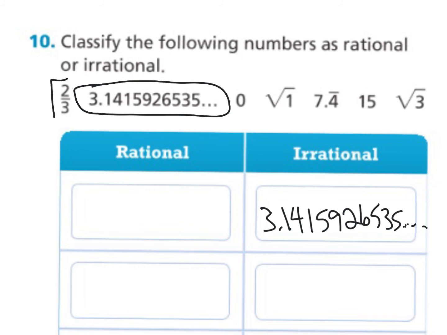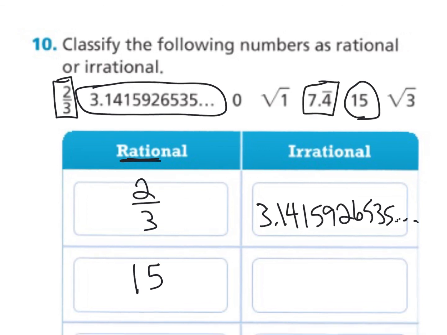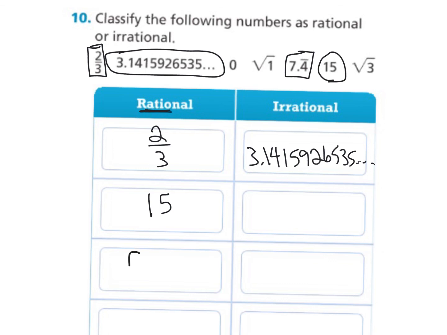If we look right before that, we have 2/3. 2/3 is a fraction with two integers, and so that is rational. Remember, the first part of rational is ratio. We can write it as a ratio or fraction with two integers. If we skip over to 15, 15 we could put as 15 over 1, which is rational. We've got also a repeating decimal here, 7.4 repeating. Repeating is rational. We could put that as 7 and 4/9, and then we could change it to an improper fraction if we wanted.